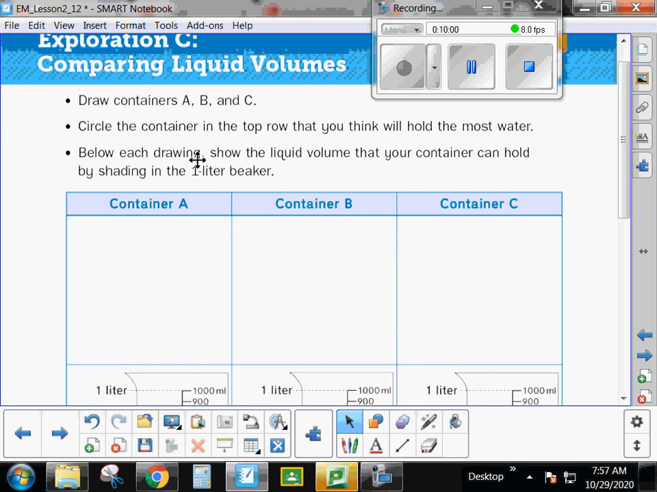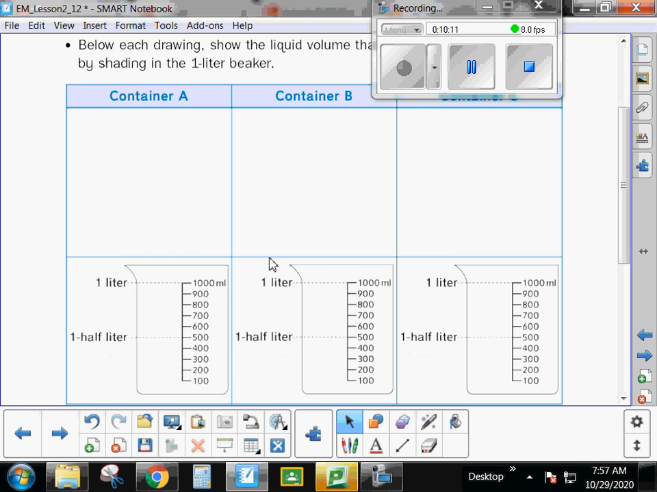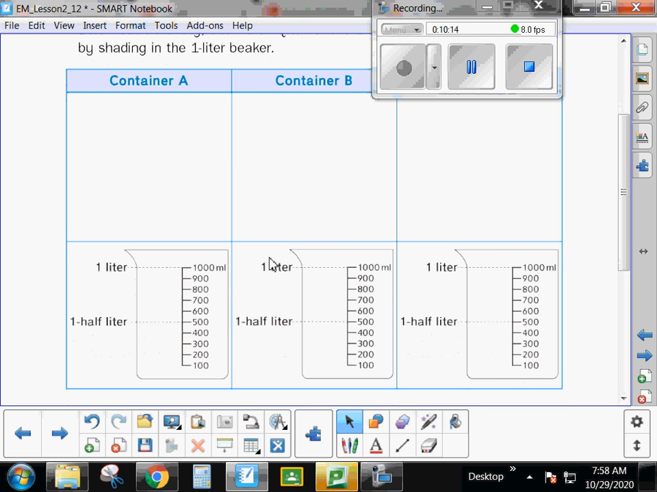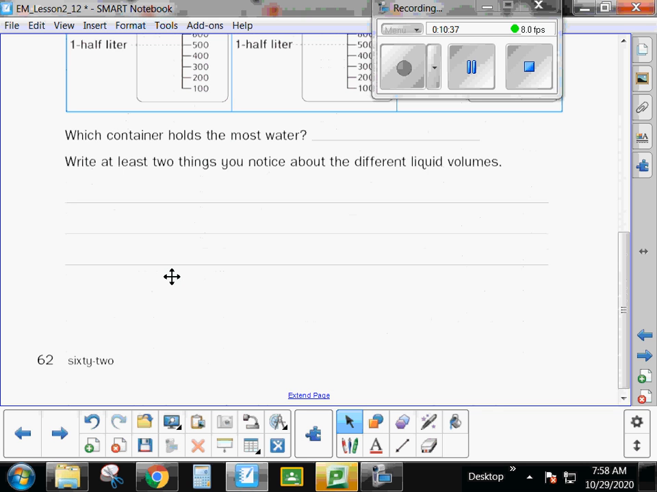Then it says below each drawing, show the liquid volume that your container can hold by shading in the 1-liter beaker. So once you make a prediction on which container you think holds the most liquid, you're going to fill that container with water, and then you're going to pour that water into your measuring cup that hopefully measures in milliliters, and then you're going to shade in these beakers here to show how much liquid that container really held. And then it asks you some questions like which container holds the most water, and write at least 2 things you noticed about the different liquid volumes.